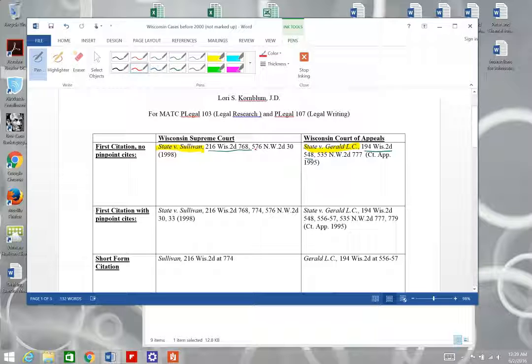And then after that always goes the Northwest Second citator, which is the West citation of the regional reporter. So just like every other citation format, you always have the volume, and then you have the source, and you have the first page. And here for the Court of Appeals, we have the same thing: the volume, the source, and the first page. For the Northwest Reporter, we have the same thing, the volume, the source, and the first page.